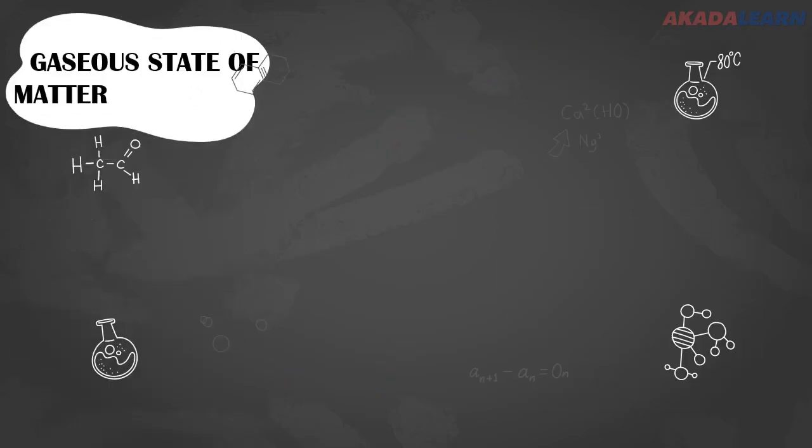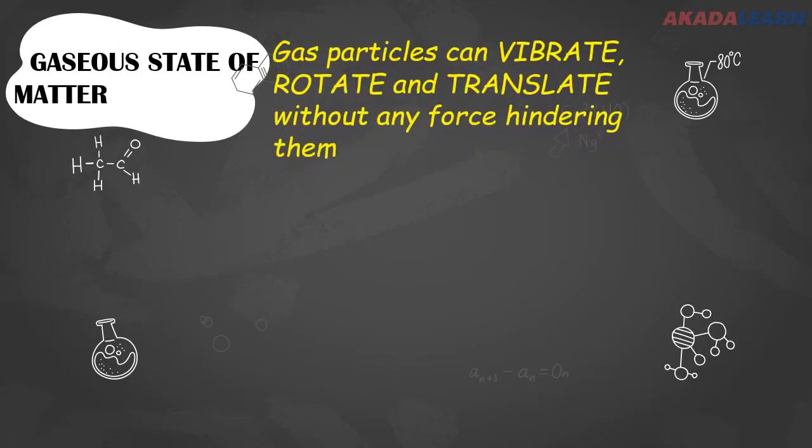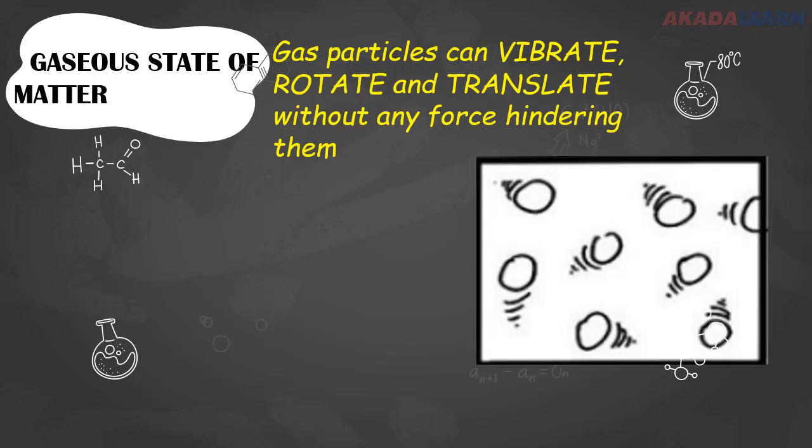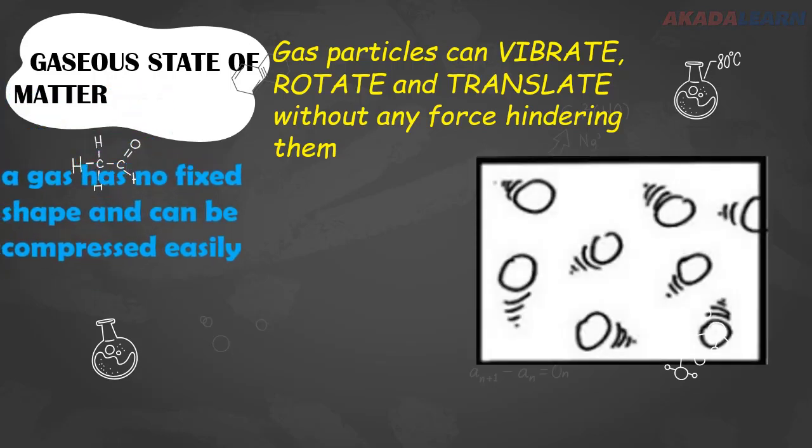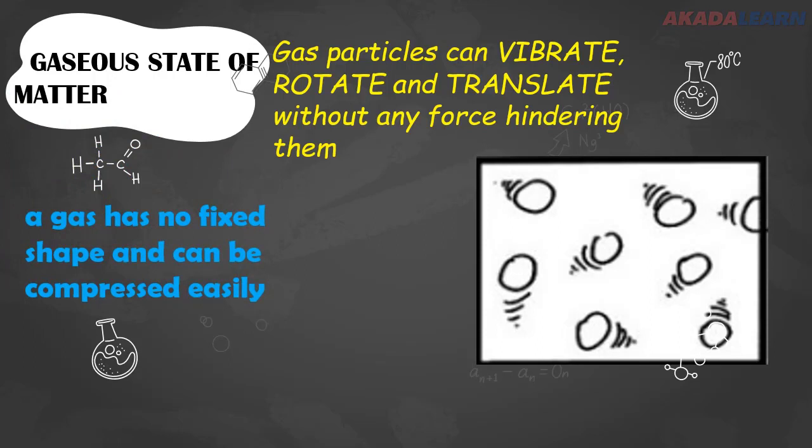The gaseous state of matter. Now, gas particles can vibrate, they can rotate, and they can translate without any force hindering them. Now, you can see the basic difference between the solid, liquid, and gas. That the gas does not even have any force holding its particles together. They can move to wherever they want to move to without any force hindering them. Now, a gas has no fixed shape and can be compressed easily.